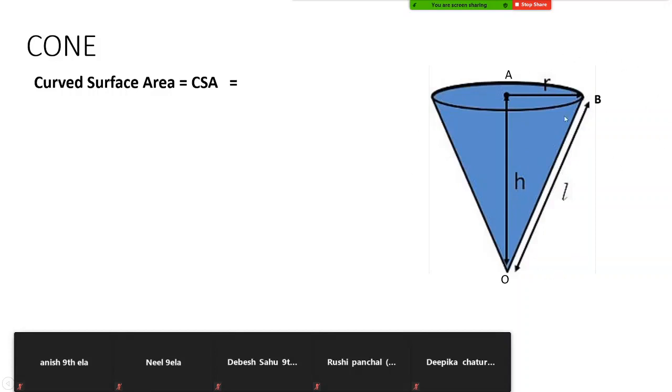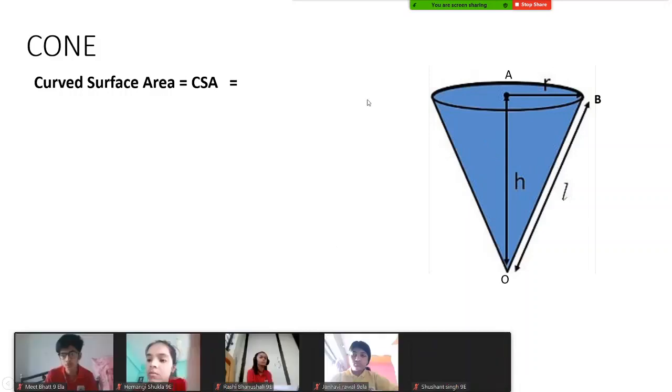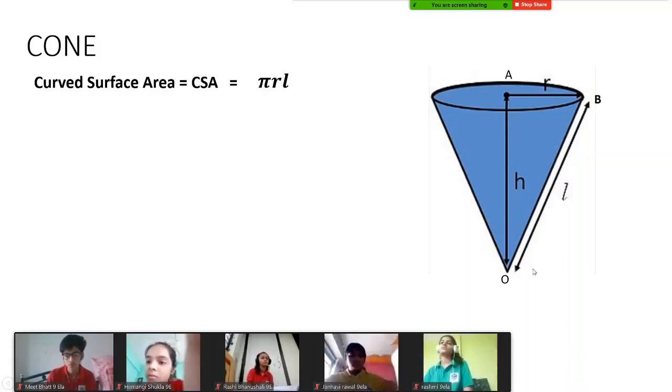Right now, whatever we studied, we had only height and radius. But in a cone I have height as well as slant height as well as radius. So we discuss the curved surface area, CSA of cone, that is given as pi r l. Now what is this L? Here we are not taking height, but we are taking slant height, that is OB. So how do we calculate slant height?